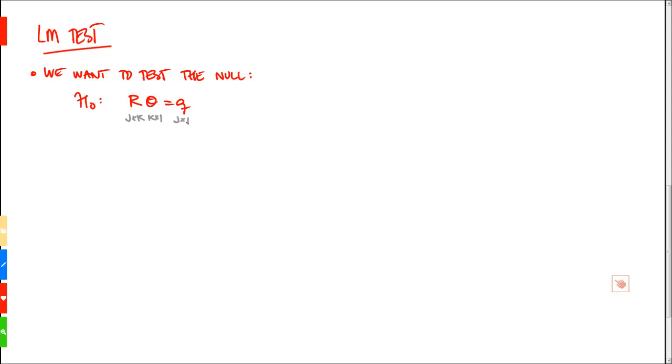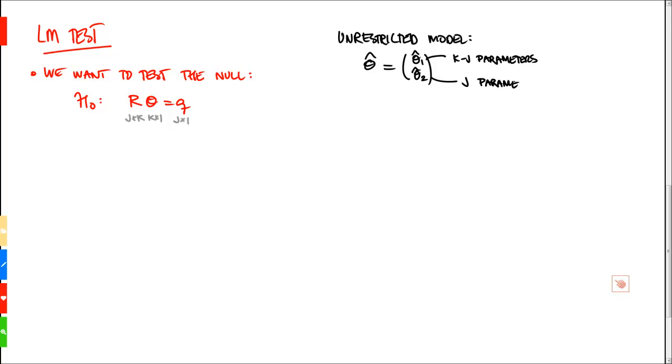So first, remember that if we look at the unrestricted model, we have first parameters theta hat. That's the maximum likelihood estimators. We can decompose that into two components, theta 1 hat, theta 2 hat, and then we can let the first part be K minus J parameters, and the second part, J parameters. So when we stack them together, we get theta hat, which is K by 1.